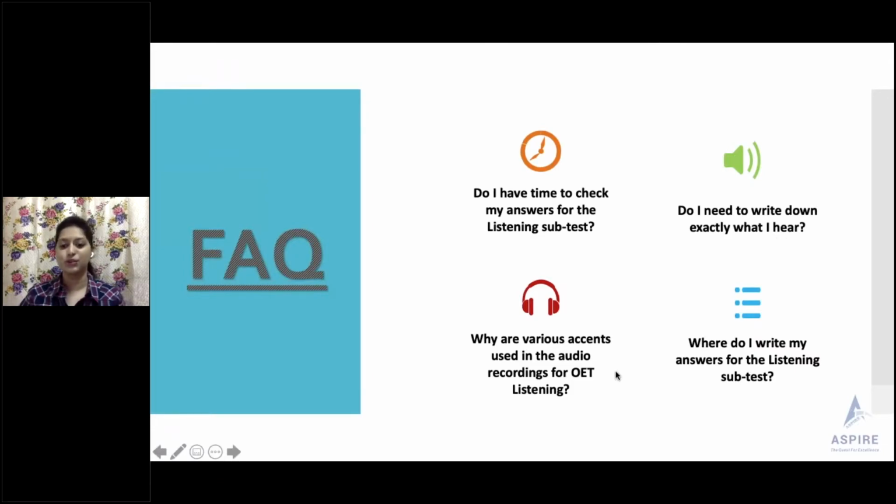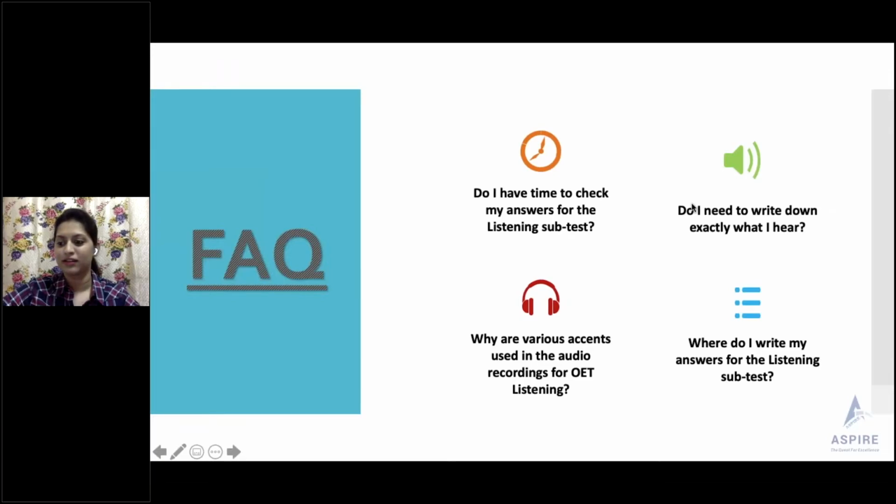So why are various accents used in the audio recording for the OET listening? They use a range of accents to reflect the global nature of the healthcare workforce. So the main accents that you will hear are Australian, British, and American to one extent. And you can even hear other varieties such as New Zealand, Irish, or Canadian, etc. That is just to reflect the real workplace scenario, because you will meet people of different places, different cultures.